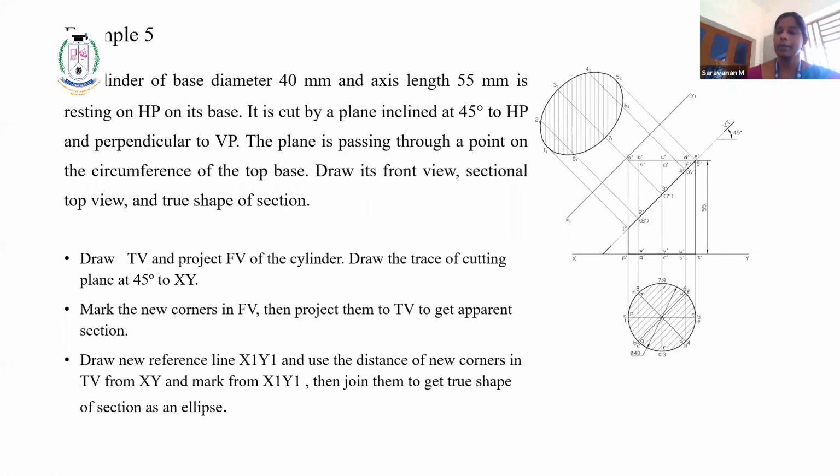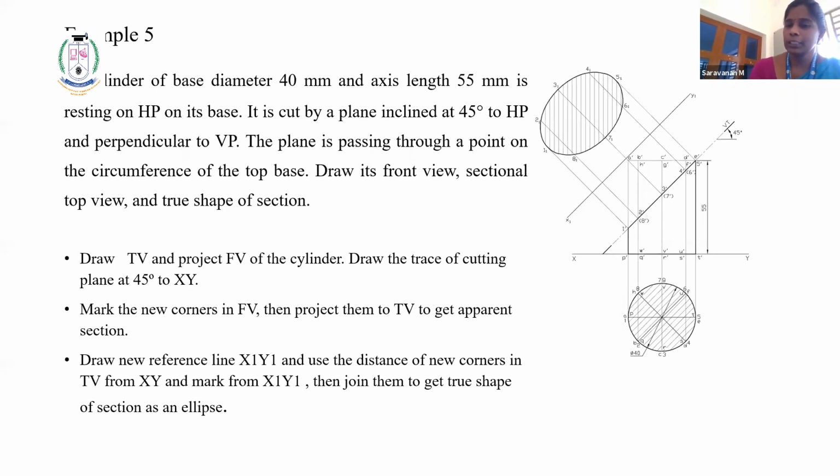So here, while drawing a cylinder, remember a diameter of 40 mm is given. Cylinder diameter is 40 mm and axis length is 55 mm. It's resting with a base on HP and it is cut by a plane 45 degree to HP and perpendicular to VP. So draw a XY line and draw the shape of the cylinder, circle, and first draw the generators and give the name A, B, C, D, E.